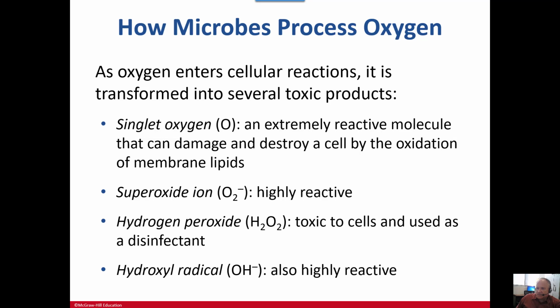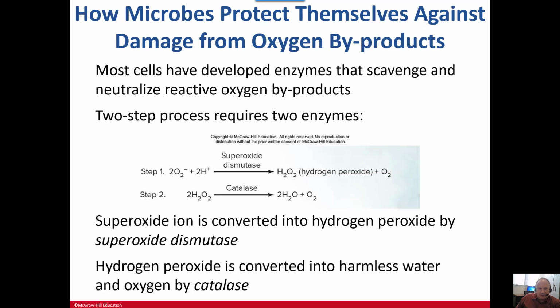And then, of course, hydrogen peroxide, which we use in the laboratory, has similar characteristics. It's highly reactive, and then the hydroxyl radical itself, the OH. So these are the topics that we're going to be talking about.